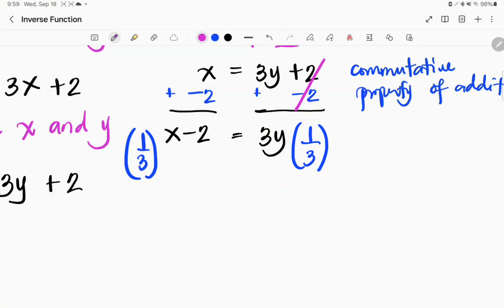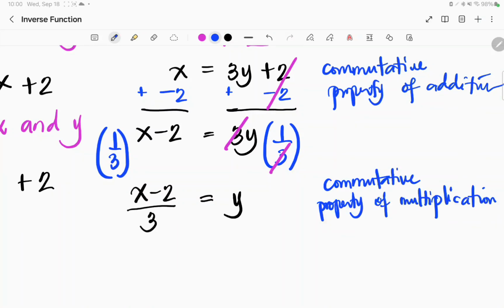So in that case, we can make this equal to 1. That's the right side of the equation. So the right side of the equation will become only y. So the left side will be x minus 2 over 3. We used commutative property of multiplication to solve for y.